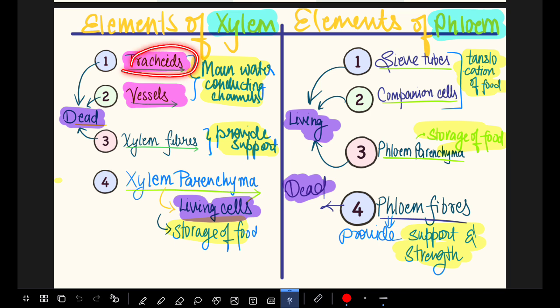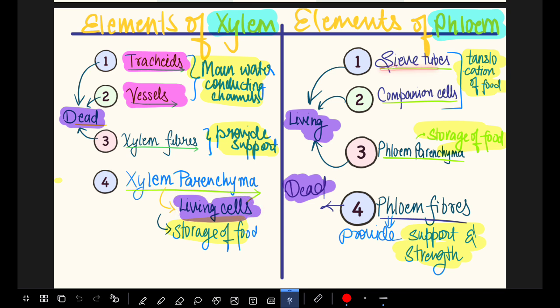See, tracheids and vessels together function for the conduction of water. Their main function is water conduction, so they form the main water conducting channel. Whenever you hear the term fiber, it is supportive in nature; its main function is support. Xylem parenchyma means storage of food. Now these three, tracheids, vessels and xylem fibers, are dead, whereas xylem parenchyma is living.